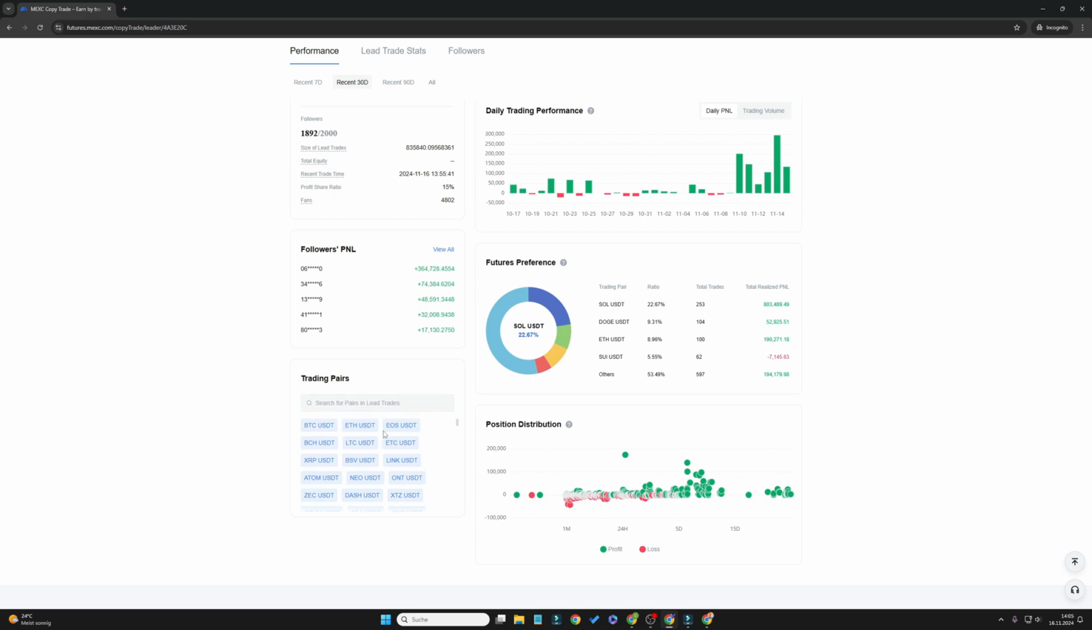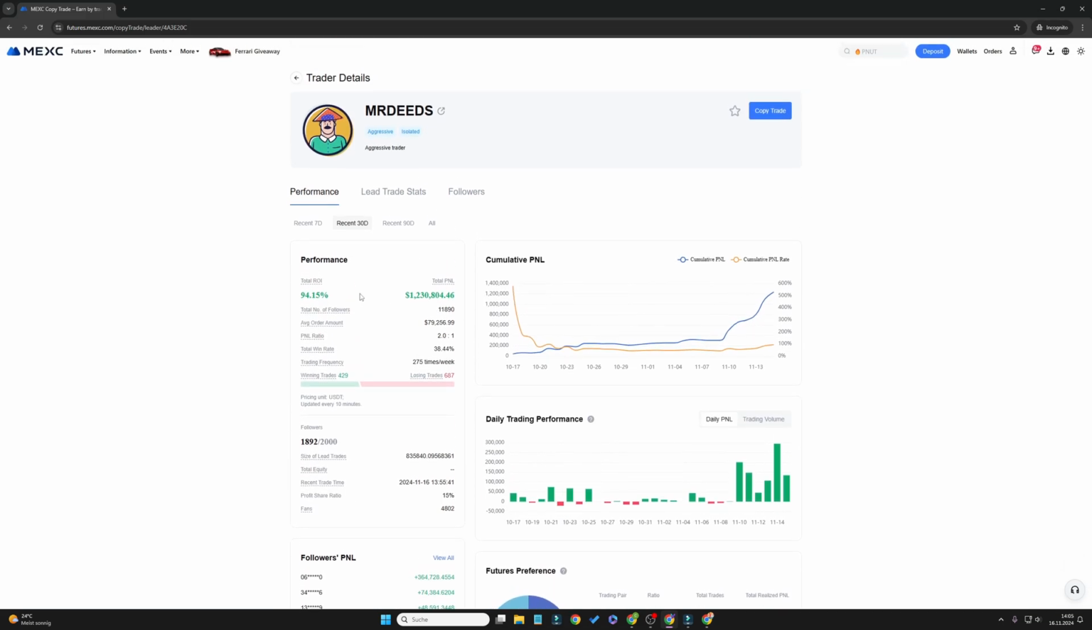We can look for the trading pairs that he traded. We can look for the distribution. For example, he traded Solana 22% of the time, Doge 10% of the time, Ethereum 10% of the time. So we can definitely say he is mostly trading bigger coins, which is definitely good, because bigger coins have usually better liquidity, and therefore we have much better order execution. So overall, this trader is looking very good, and I now want to really copy this trader. On the right hand side at the top of this page, let's click on copy trade.